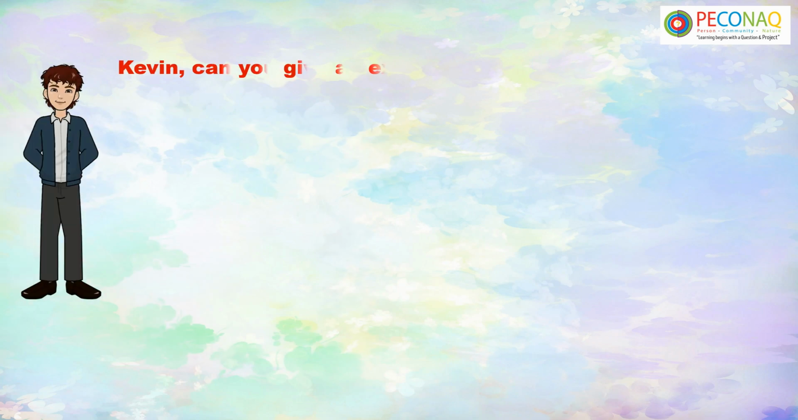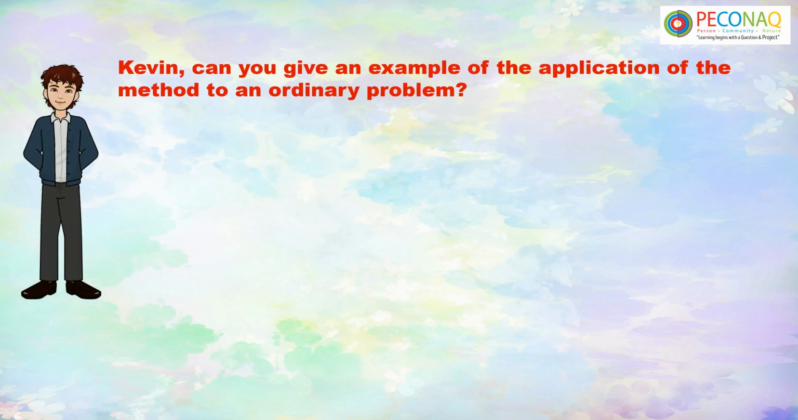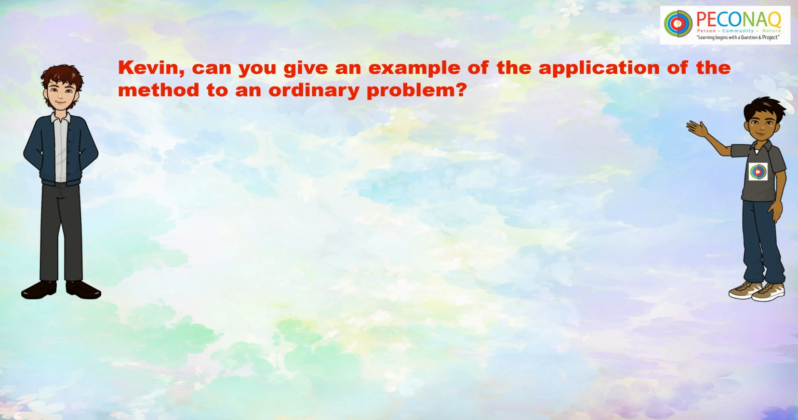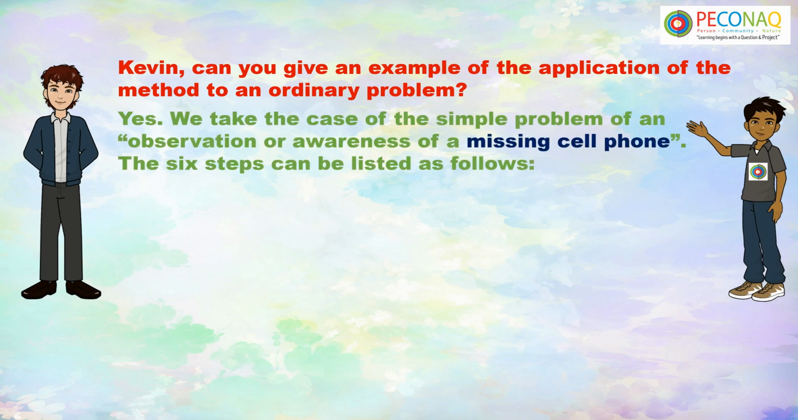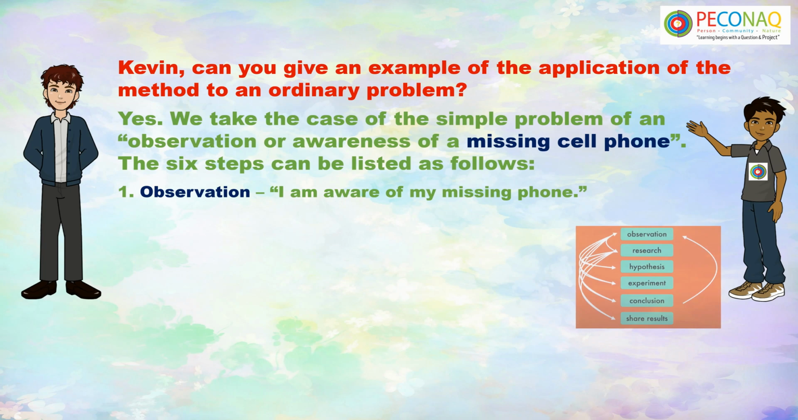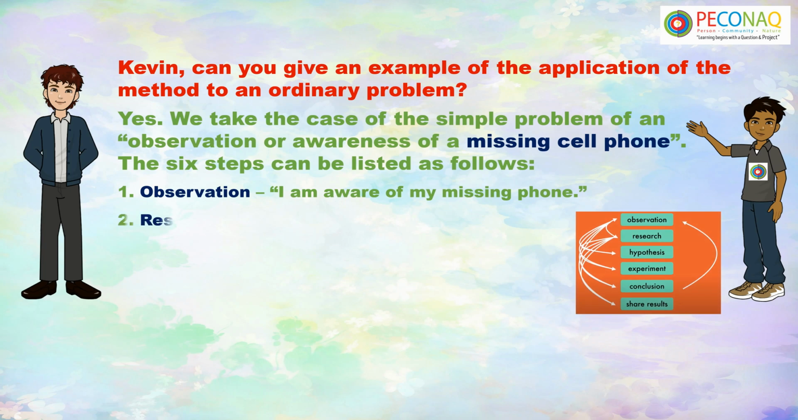Kevin, can you give an example of the application of the method to an ordinary problem? Yes. We take the case of the simple problem of an observation or awareness of a missing cell phone. The 6 steps can be listed as follows. Observation: I am aware of my missing phone. Research: I think about when I last had it.